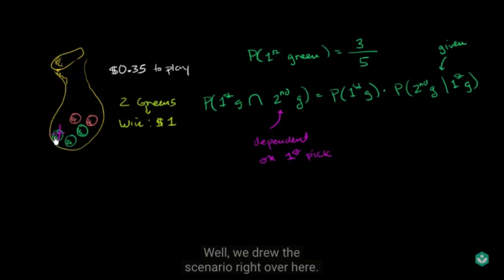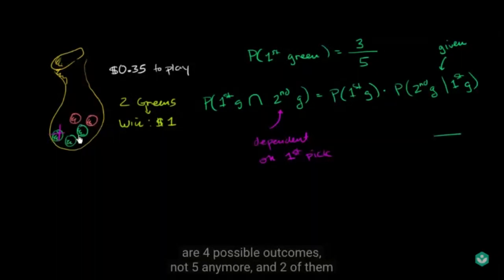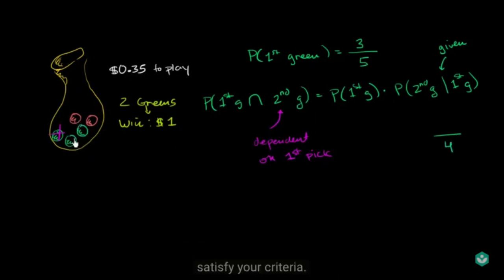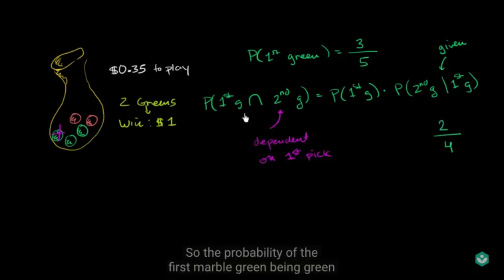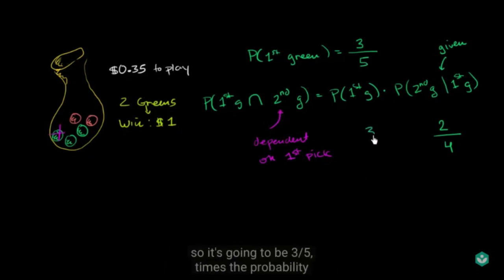Well, we drew the scenario right over here. If the first marble is green, there are 4 possible outcomes, not 5 anymore, and 2 of them satisfy your criteria. So the probability of the first marble being green and the second marble being green is going to be the probability that your first is green, so it's going to be 3/5, times the probability that the second is green given that the first was green. Now you have 1 less marble in the bag, and we're assuming that the first pick was green, so you only have 2 green marbles left.